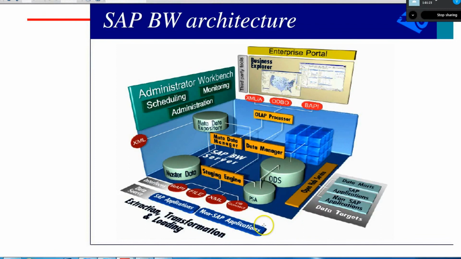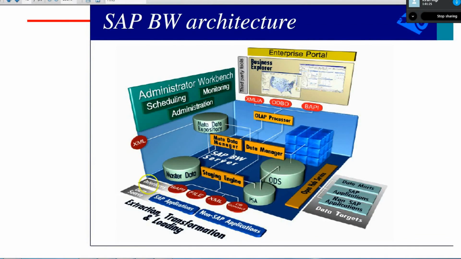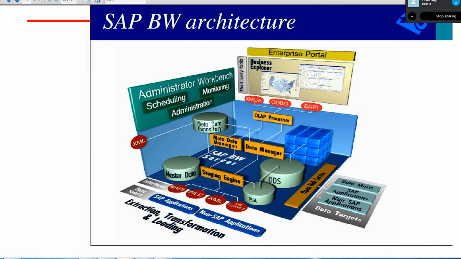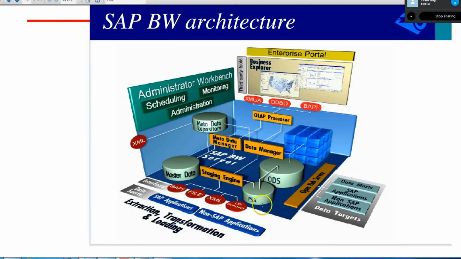Now here the data, making use of some interfaces like BAPI, file, XML and database, is pulled by the staging engine. The staging engine is like a water pump which pulls water from underground. Similarly, the staging engine pulls the data and layers it into PSA. PSA means persistent staging area. Can you see that cylindrical diagram, PSA? Yes. So we first have the data in PSA.